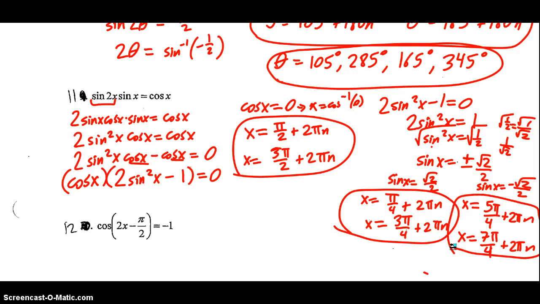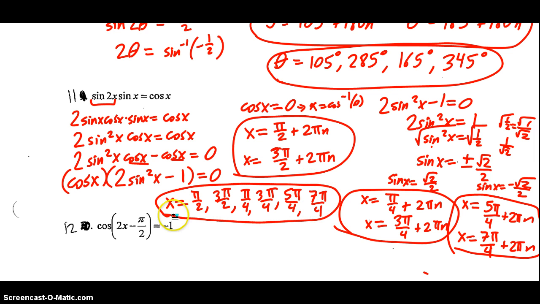Now we just need to find all the ones that happen between 0 and 2 pi. Well, obviously you're only adding multiples of 2 pi here, so basically all of your answers are the ones that are there. So 3 pi over 2, pi over 2, pi over 4, 3 pi over 4, 5 pi over 4, and 7 pi over 4. If you try to add 2 pi to any of those again, you end up with numbers that are outside of 0 to 2 pi.